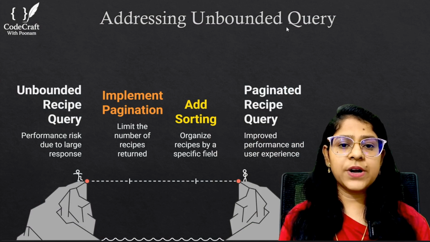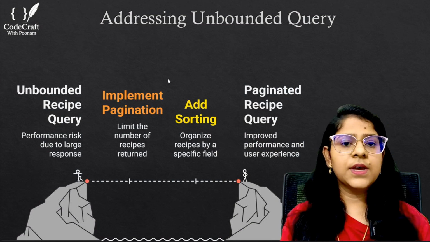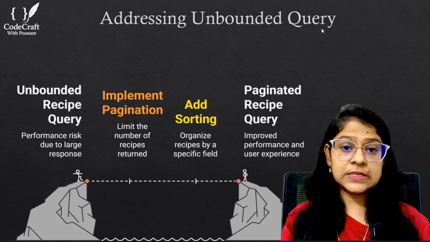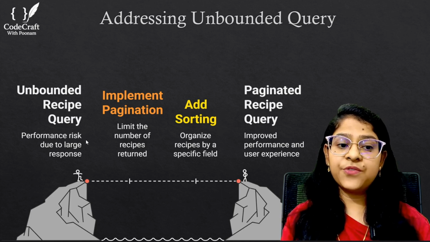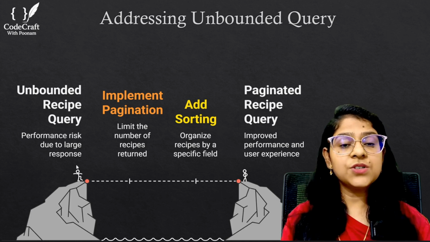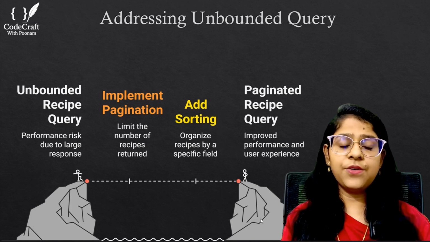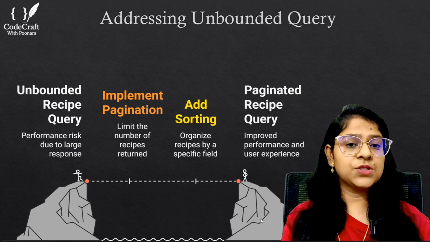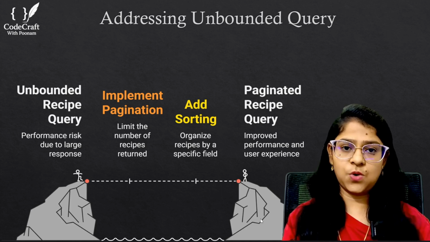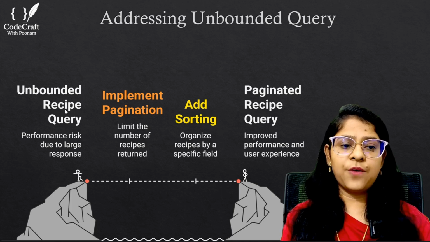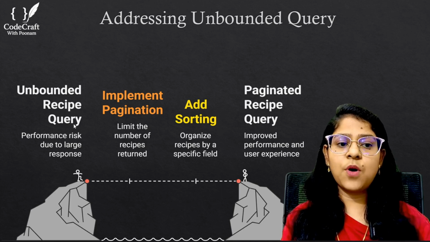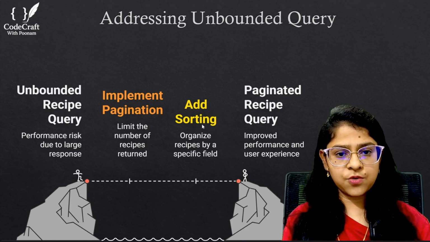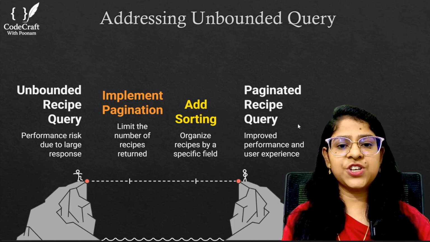Here we are going to address the unbounded query. What is an unbounded query? It is where we have a performance risk due to a large response. In a real production app, this is a serious performance risk. The solution is pagination and sorting. To avoid this unbounded query, we are going to implement pagination and then sorting. This will return us a paginated query.